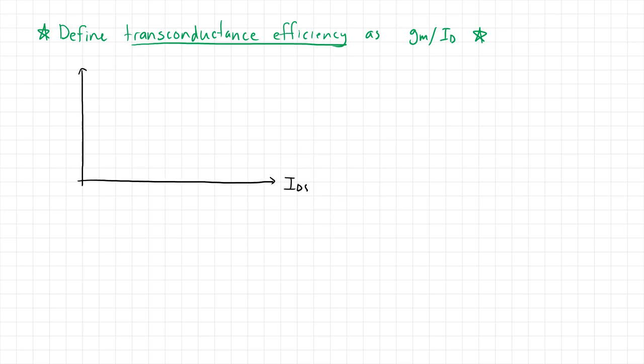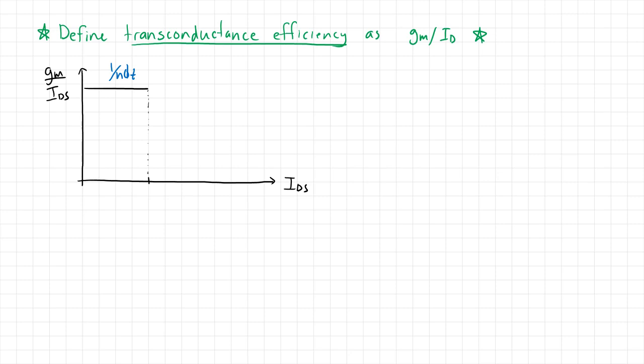So let's plot IDS, and then let's plot GM over IDS. And let's see what this plot looks like. In subthreshold, if we take GM, which is just equal to ID over N phi t, and we divide by ID, then all we get is 1 over N phi t, which has no bearing on what IDS is. So in subthreshold, at least to a first order, our transconductance efficiency is equal to 1 over N phi t, or in other words, it's constant.